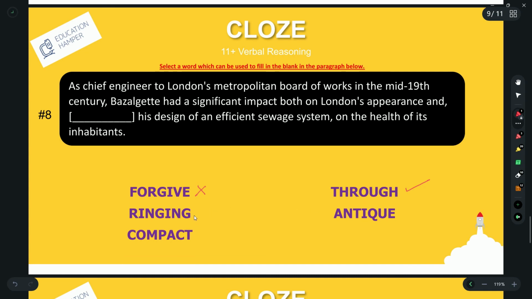What other three words do we have? Ringing doesn't fit the context. Antique. You don't antique the design in this sentence. Antique his design of an efficient sewage system. That doesn't seem correct. And compact his design. Compact and efficient might have a similar context within a sentence, but here I think it's through his design of an efficient sewage system on the health of its inhabitants. So I think compact doesn't make the best answer here. Through does. So this is the answer we're going to go for. Through.